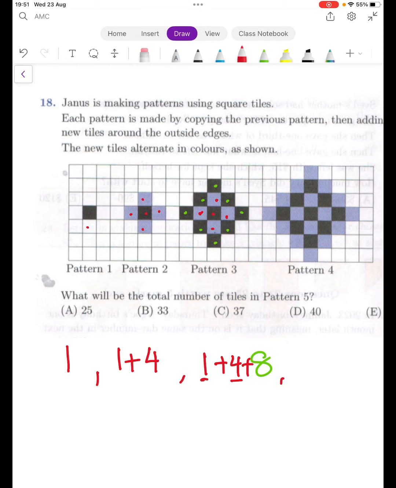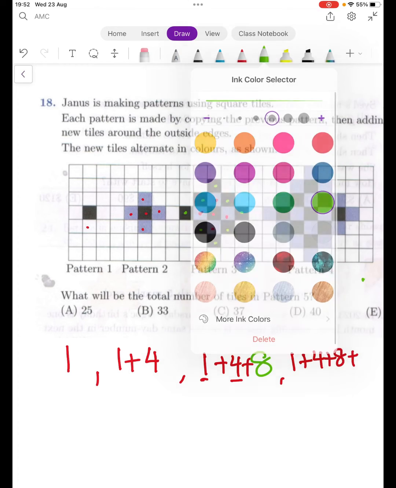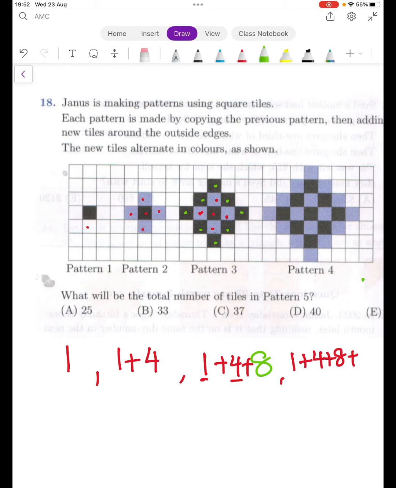And let's continue. In the next one, of course, we have 1 and 4 and 8 for sure. Let's see how many new are added. Let me change the color to make you see better. 1, 2, 3, 4, 5, 6, 7, 8, 9, 10, 11, 12. So there are 12 more added.